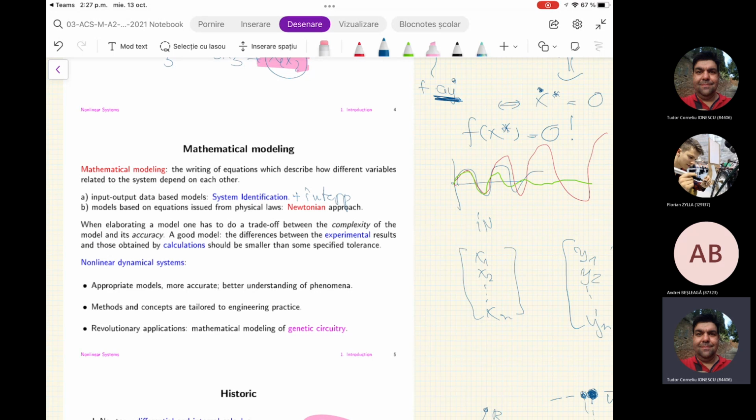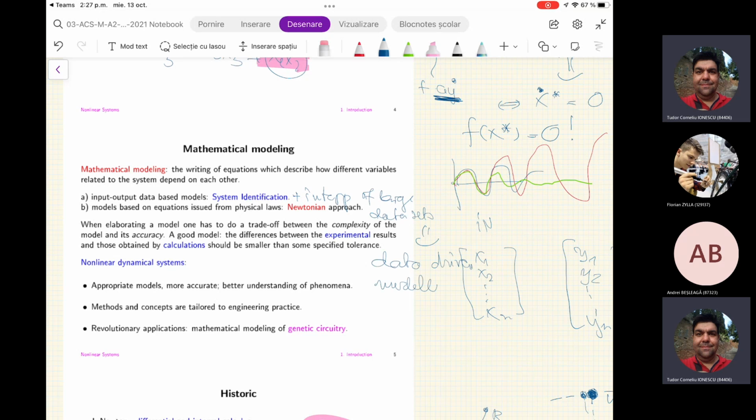So system identification plus interpolation of large data sets, because you have large data sets nowadays. Data sets result in data-driven modeling. So this is the big area nowadays, talking about rendering mathematical models only from sets of data.